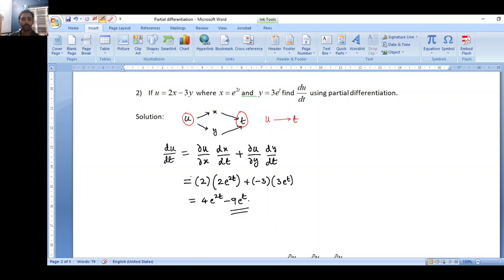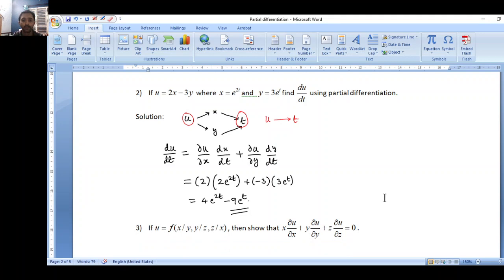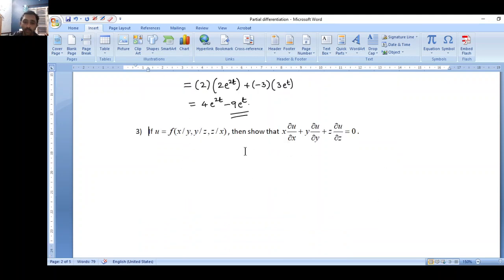Is that clear? Fine. Now, if you are able to follow this question, we'll move on to the next question of consideration. The next question is about showing that some expression holds based on a given function. So quickly we'll establish this relation of variables in terms of a figure, and just before that I'll do a small substitution so that things become very easy for me to proceed further.